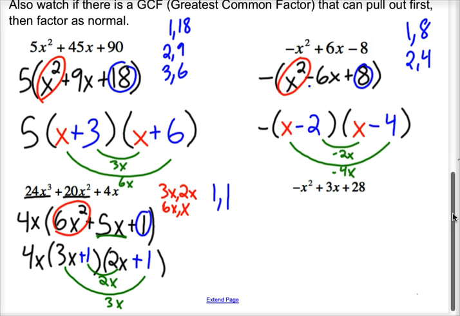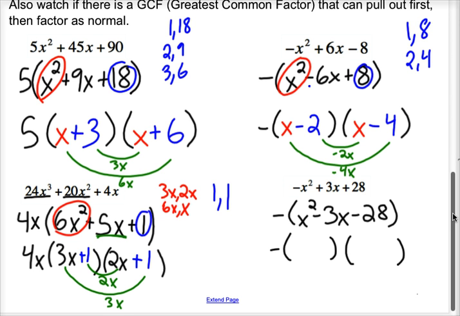And our last example, negative x squared plus 3x plus 28. This is another one of those examples. We have a negative there, okay? Our squared term has a negative. So I'm going to pull out that negative from everything. And in doing so, it flips the sign of everything that I have left. So now I look at this. I still have my negative out front. And now I have to break down what's left in the parenthesis.